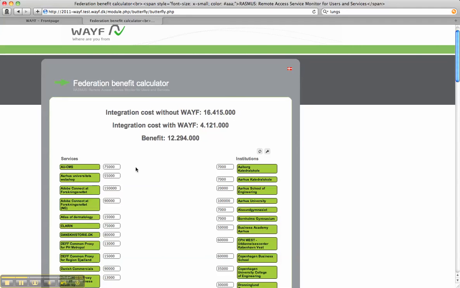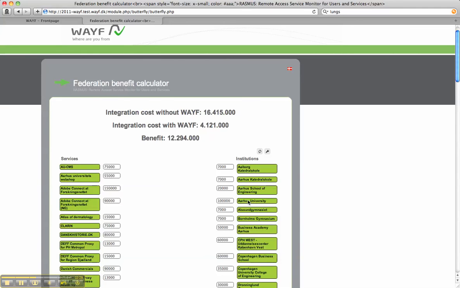Each entity, services and institutions alike, have an attached number, which is the estimated integration cost to WAYF in the middle. So the connection to the central hub has a cost attached to it, and an IDP, for instance, which uses now 10 different services, well, they could in principle integrate directly to them, but that would be very expensive. Instead, they now have a single connection to the federation in the middle, and that seems to be a lot cheaper.